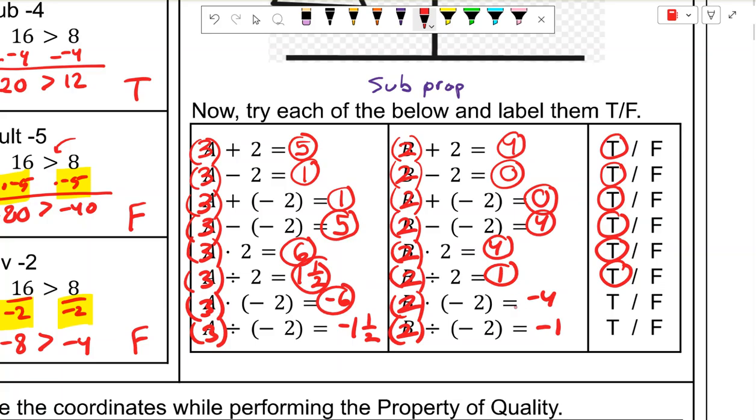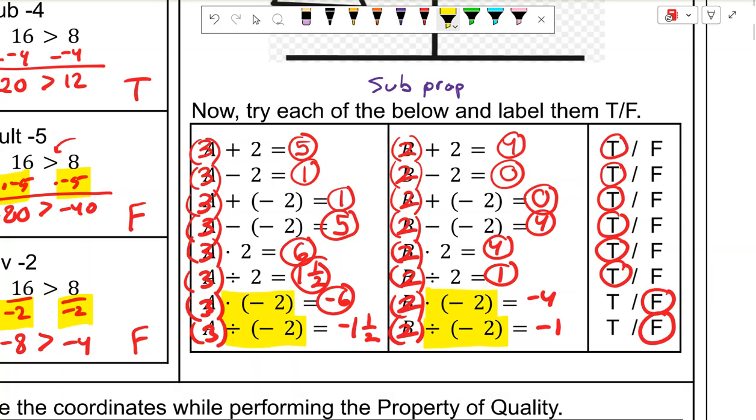Negative 6 is not greater than negative 4. That would be false now. And negative 1.5 is smaller than negative 1. It would weigh less. That's now a false scale. So here we found 2 false ones. And if you look, we're multiplying by a negative on both sides, and we're also dividing by a negative on both sides to create those false statements.